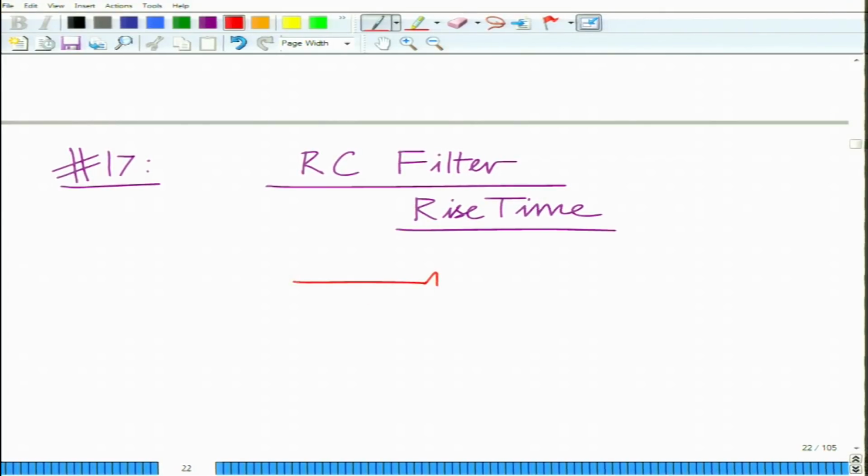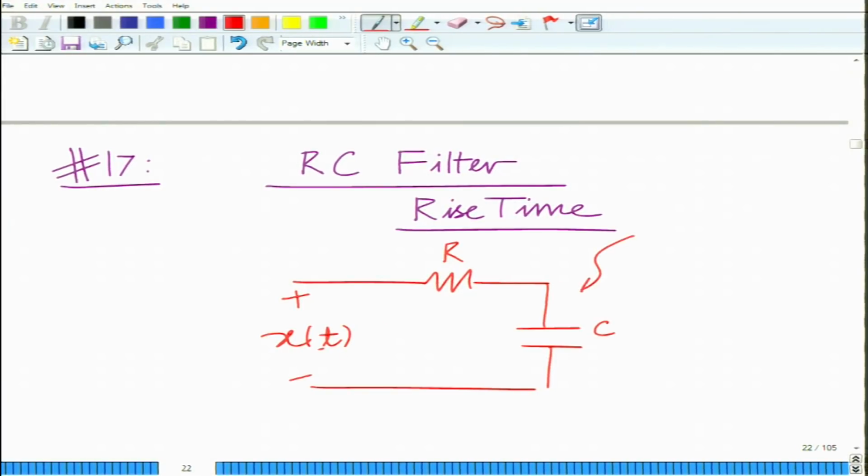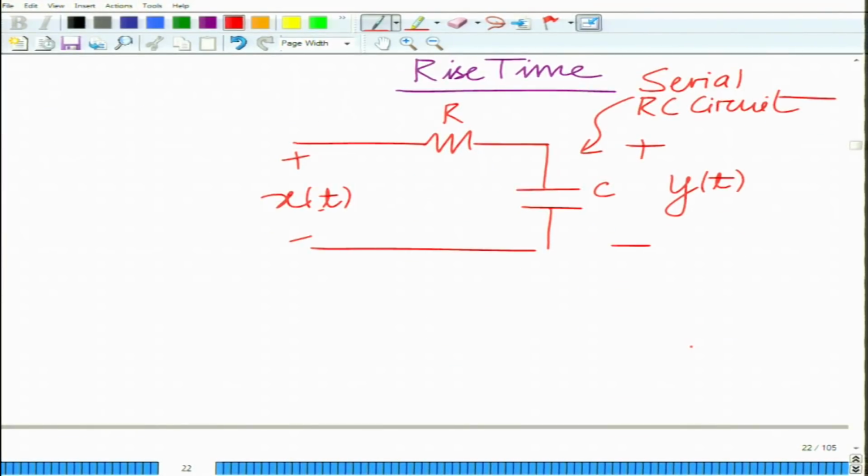So, let us say we have a serial RC circuit. The input is the signal x(t) and the output across the capacitor, the output voltage across the capacitor, is y(t). So, this is your serial RC circuit.